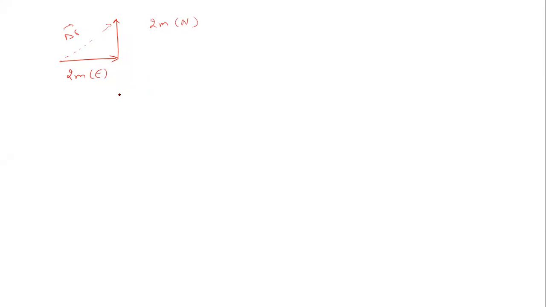No, wrong. 2 j cap minus 2 i cap. Very good, that is the correct answer. See, the final position is 2 j cap, the initial position is 2 i cap. So displacement vector delta r would be equal to 2 j cap minus 2 i cap. That is the displacement.